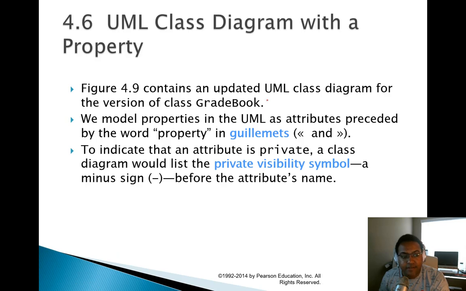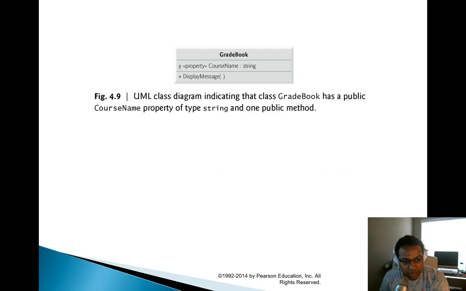Figure 4.9 contains an updated UML class diagram for the version of class Gradebook. We model properties in the UML as attributes preceded by the word property in guillemets. To indicate that an attribute is private, a class diagram would list the private visibility symbol, a minus sign, before the attribute's name. And here we go. Property, and then the property's course information.